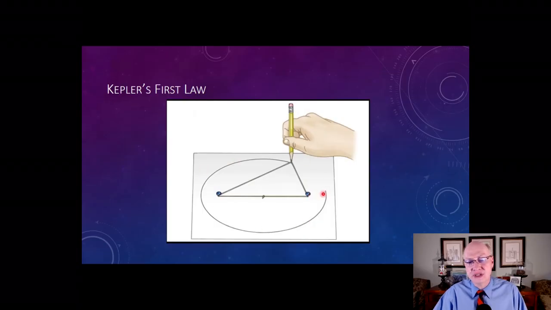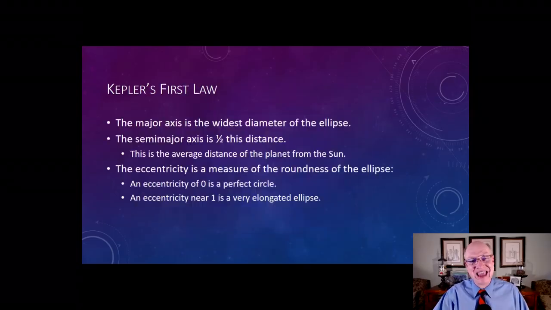Well, here it's closest to the sun. Here it's farthest from the sun. So what's its average distance to the sun? Well, the average distance is the closest distance plus the farthest distance divided by 2. The closest distance plus the farthest distance is the major axis. And if you divide that by 2, you get the semi-major axis. The semi-major axis is the same thing as the average distance of the planet from the sun.